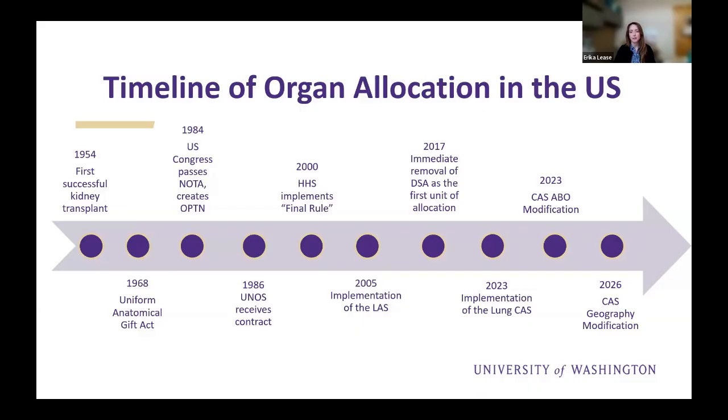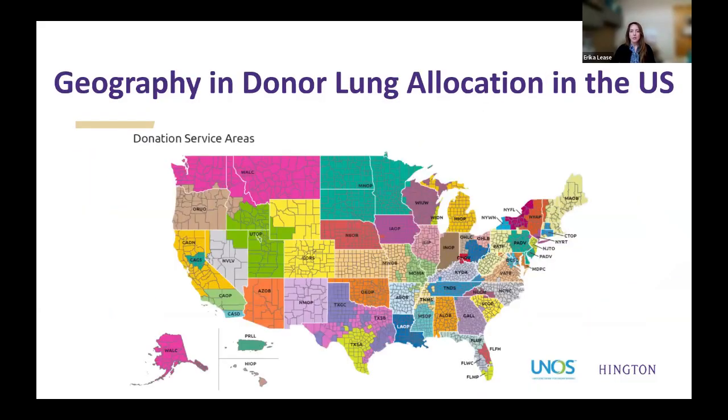Despite this carefully constructed score encompassing many factors, geography continued to play a significant role, but this then started to change in 2017. A major part of early lung and all organ allocation in the United States was geography, with the donation service area being the first unit of allocation.